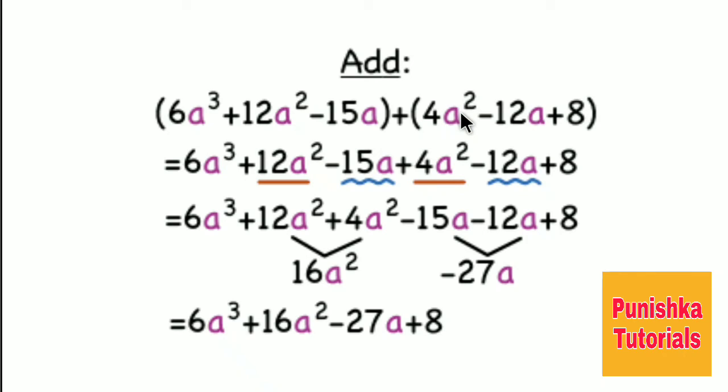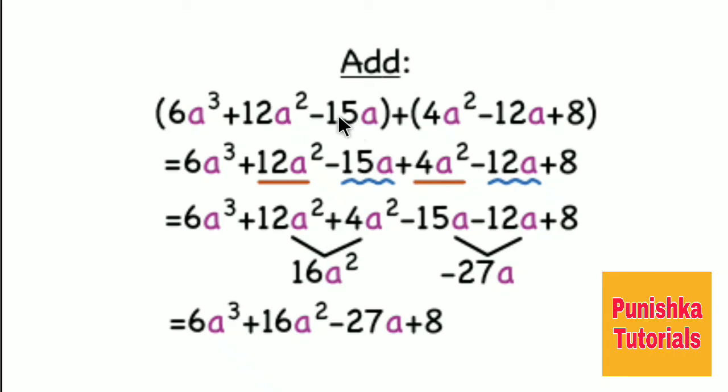So we will move on to the second step, that is, you have to bring all the like terms together. In the horizontal addition we will write all the like terms together. 6a cube, we do not have any a cube term in the second polynomial. Our next term is of a square, 12a square. In the first polynomial we have 12a square, in the second polynomial we have plus 4a square. So we will write both the like terms together, 12a square plus 4a square.